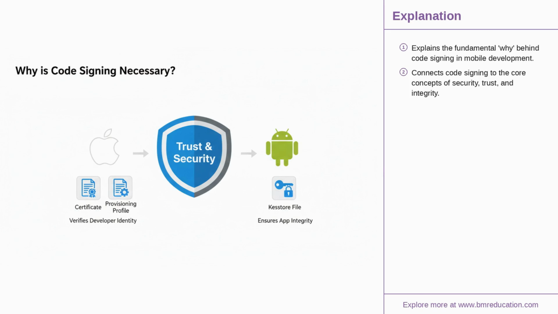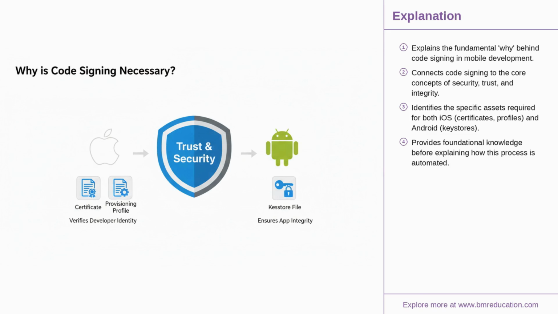Before an app can be installed on a user's phone, it must be digitally signed. This signature verifies the identity of the developer and ensures the app hasn't been tampered with. For iOS, this involves certificates and provisioning profiles from Apple, while Android uses a key store file. It's a critical security measure for both platforms.